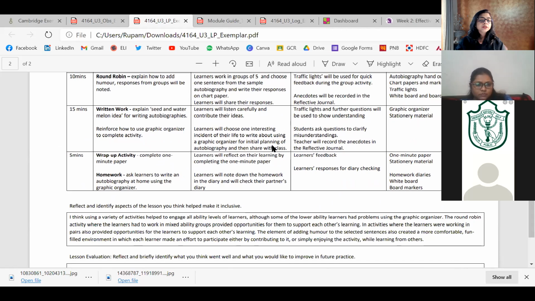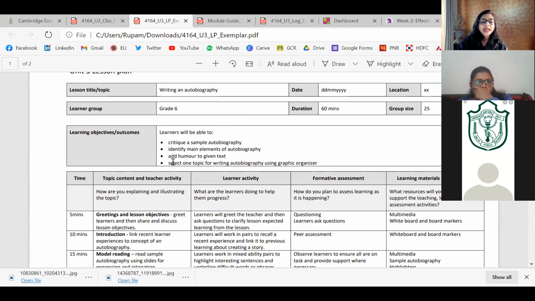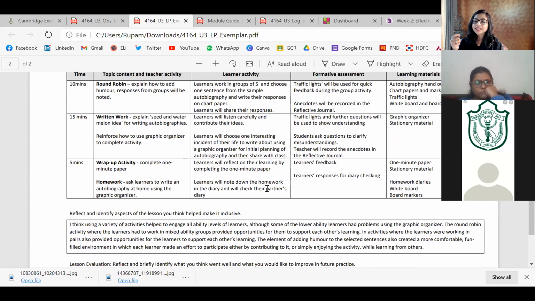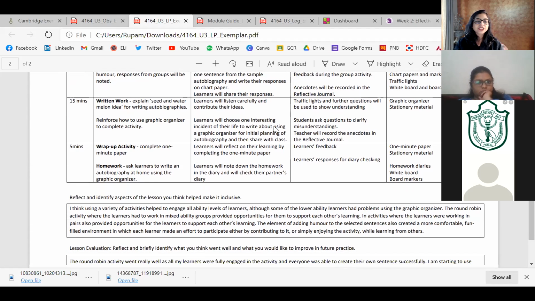Now, for the next 10 minutes, there is this round robin which goes on, wherein the children are put into groups of 5, and they are identifying one sentence from this sample autobiography and trying to make it more humorous. Because if you see, one of the learning outcomes is to add humor to the given text. So each one of them is choosing one interesting sentence and trying to make it humorous. Then they are writing it on the chart paper. Once it is done, then the responses are shared.